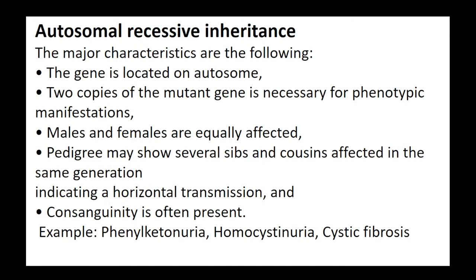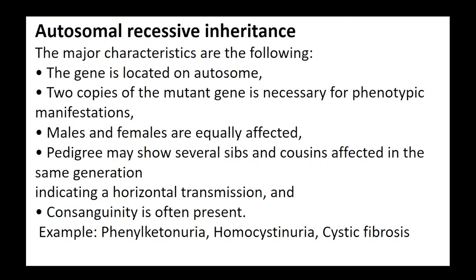The second type of inheritance is autosomal recessive inheritance. The gene is located in autosomes, so we can find these characteristics equally in males and females. A child with the characteristic can be born to parents without the characteristic. The pedigree may show several siblings and cousins affected in the same generation. Horizontal transmission is indicated.